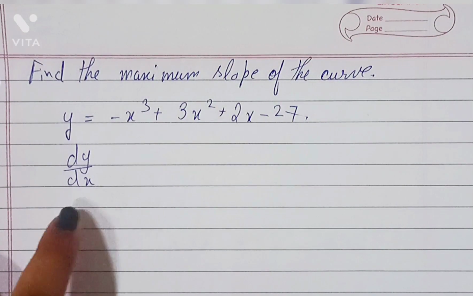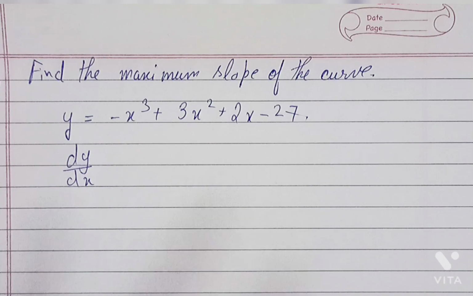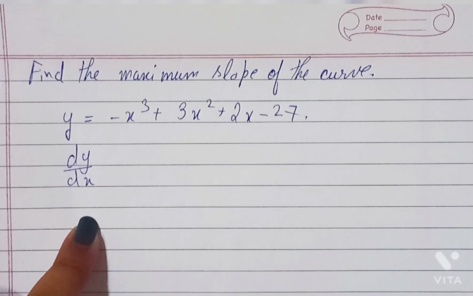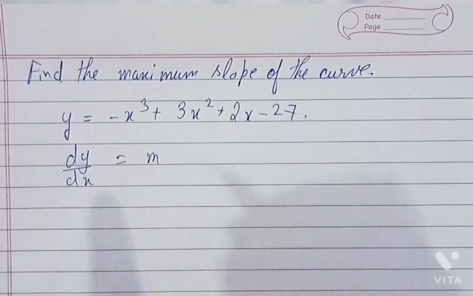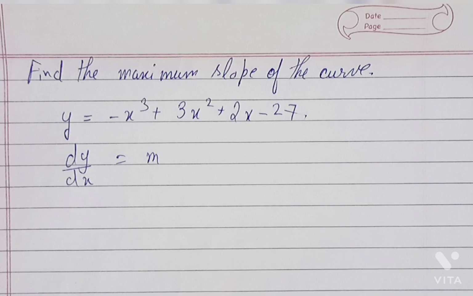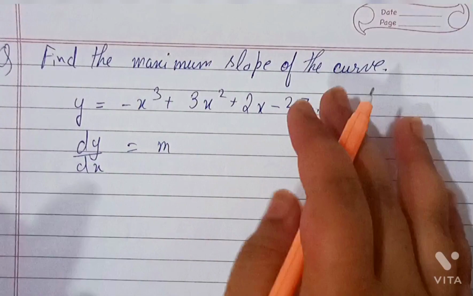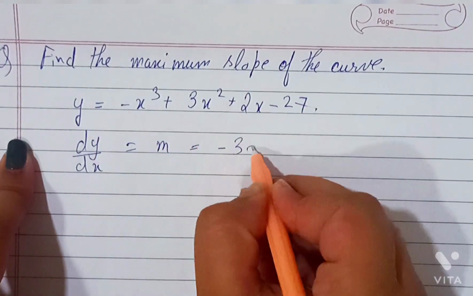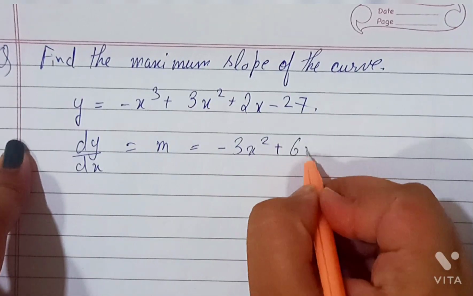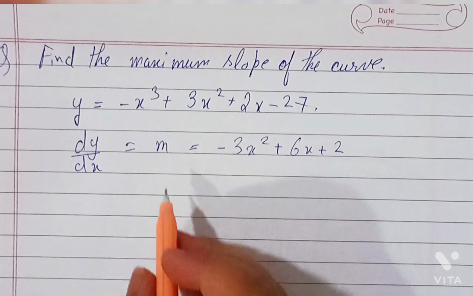Don't consider it as first derivative. This is a slope. Don't confuse with slope and derivative. So first we need to find slope. For having maximum we need to find slope. For that dy by dx, which will be our slope. It's not a derivative. Just remember, it's not a derivative. We just using for finding slope. So our m will come from here, that is minus 3x square plus 6x plus 2. Alright. Now this is our slope.